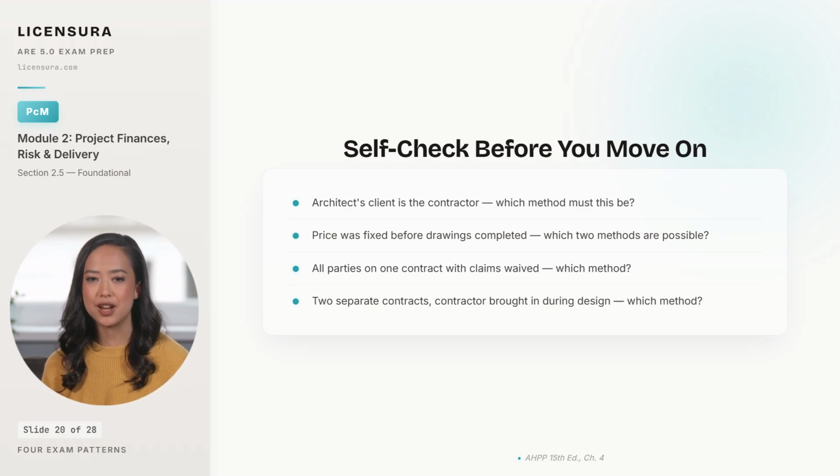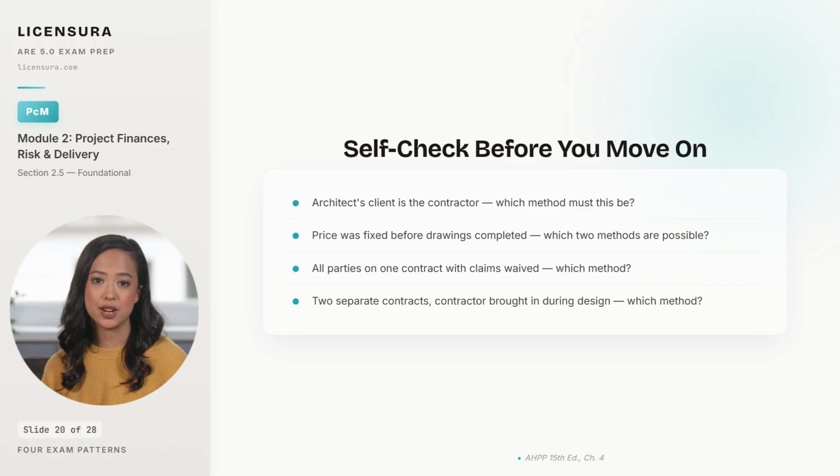In the first scenario, the architect's contractual client is the contractor, which is design-build by definition because it is the only method in which the architect does not contract with the owner. In the second scenario, the price was fixed before the drawings were complete, which points to either design-build, where the price is committed very early, or CMAR, where the GMP locks in near the end of design development.